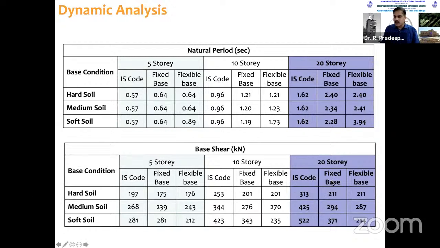If it is hard soil, fixed base or flexible base, not much difference. But when it comes to soft soil, fixed base analysis is giving 371 kilonewton and flexible base analysis is giving 214 kilonewton. So that means it is a huge difference. So we need to consider flexible base and understand it rationally, what kind of forces are coming onto our structure, what kind of forces are applied on the structure.